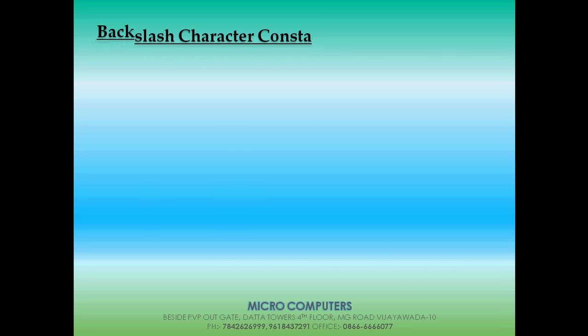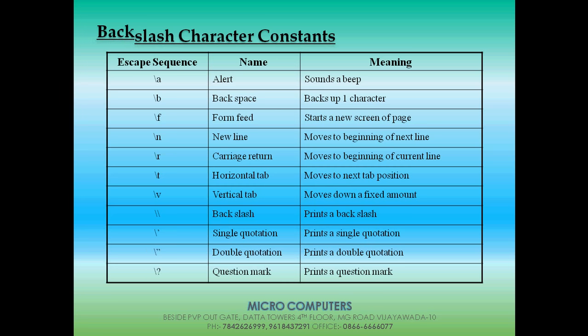Backslash character constants. In a C program, the escape character along with any character that follows it is called an escape sequence. As we can see, here we have many escape sequences which we will be using in the program, like \n, used for new line, \a for alert to get a sound beep. For backing up one character, we use backspace, and to start a new screen or page, form feed is written, that is represented by \f.